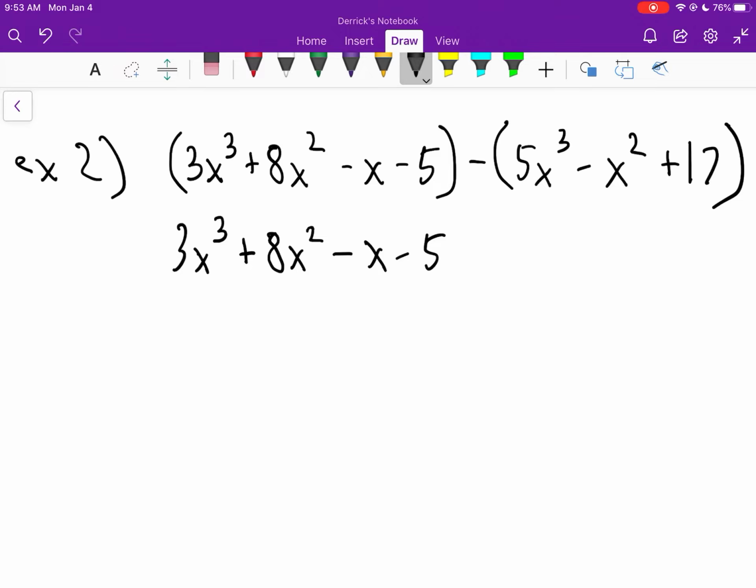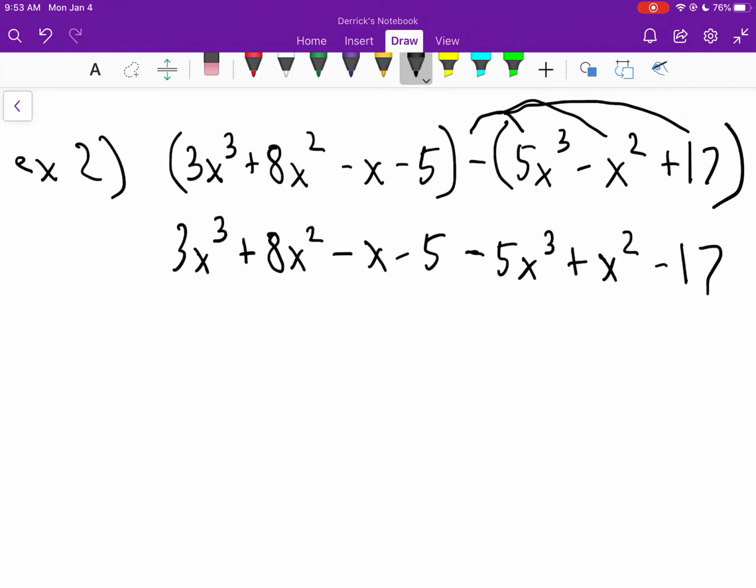And the easiest way to do that would be to simply distribute this negative to everything inside the parentheses, meaning it's effectively distributing a negative 1. So negative 1 times 5x to the third would be a negative 5x to the third. Negative 1 times a negative x squared would actually make this become a positive x squared, because remember, a negative times a negative is a positive. Negative 1 times 17 would be a negative 17. You will notice that now that we distributed this negative, I dropped the parentheses off. That's how you get rid of the parentheses, is by distributing that negative.